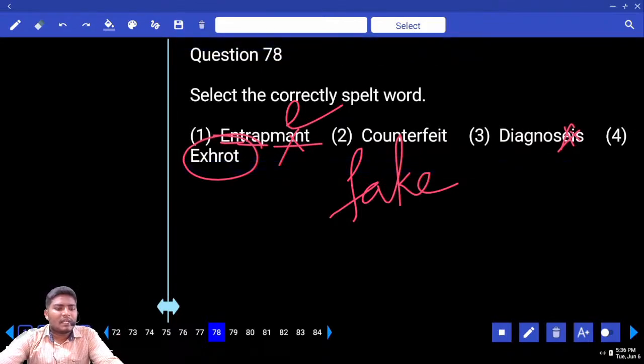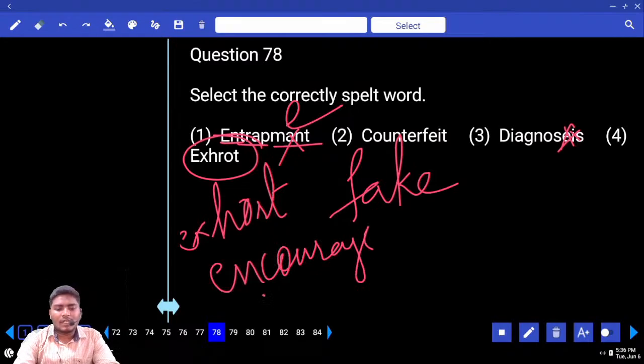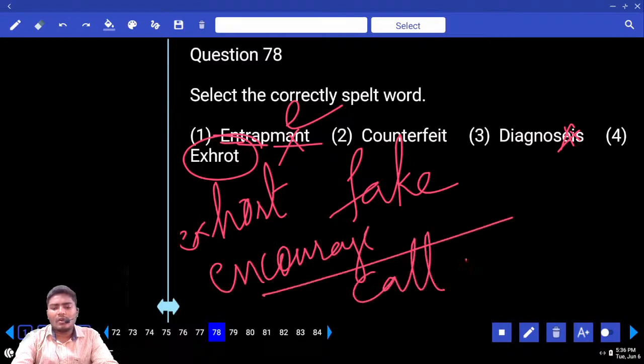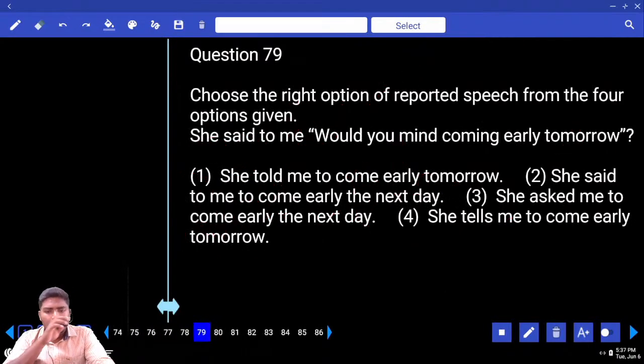What is the next word? Exhort. What is the spelling? E-X-H-O-R-T. Exhort is nothing but to encourage. To call in. Call in is nothing but to encourage the people. Correct spelling comes only with the second one. Next, move to 79.